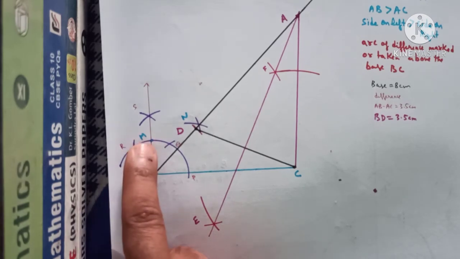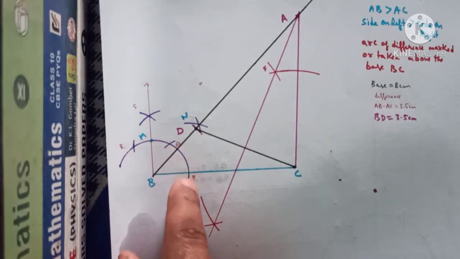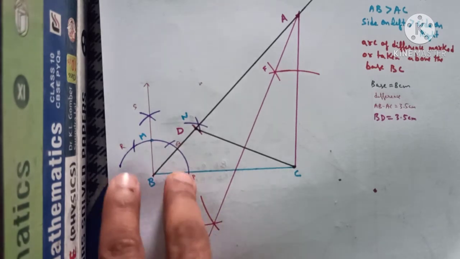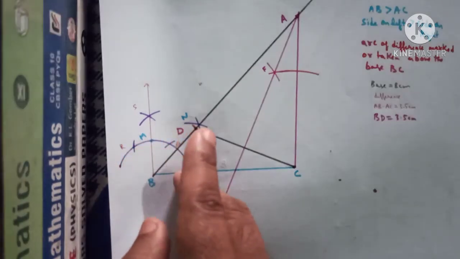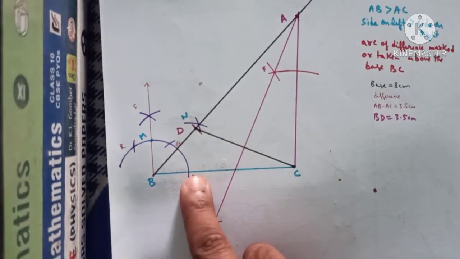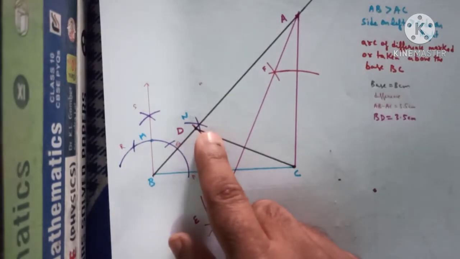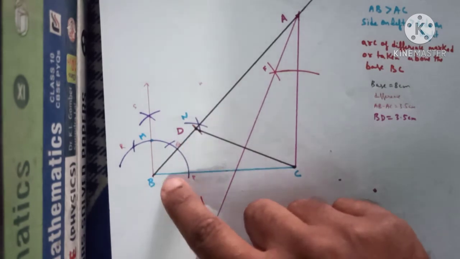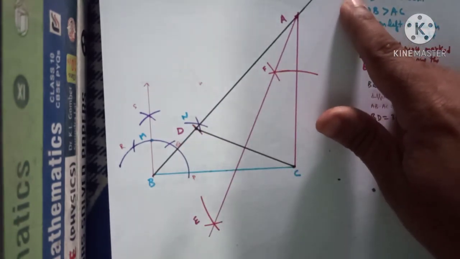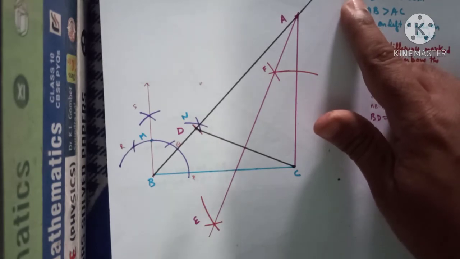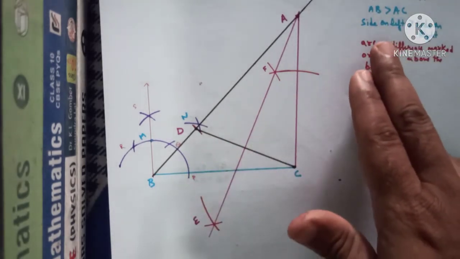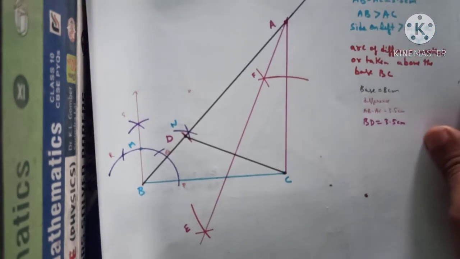Again, now we will bisect this angle MP. For that, we'll take radius equal to MP or more than half of MP, and we'll draw arcs taking centers M and P intersecting each other at N. We will extend BN till X. Now again we will see the arc of difference.